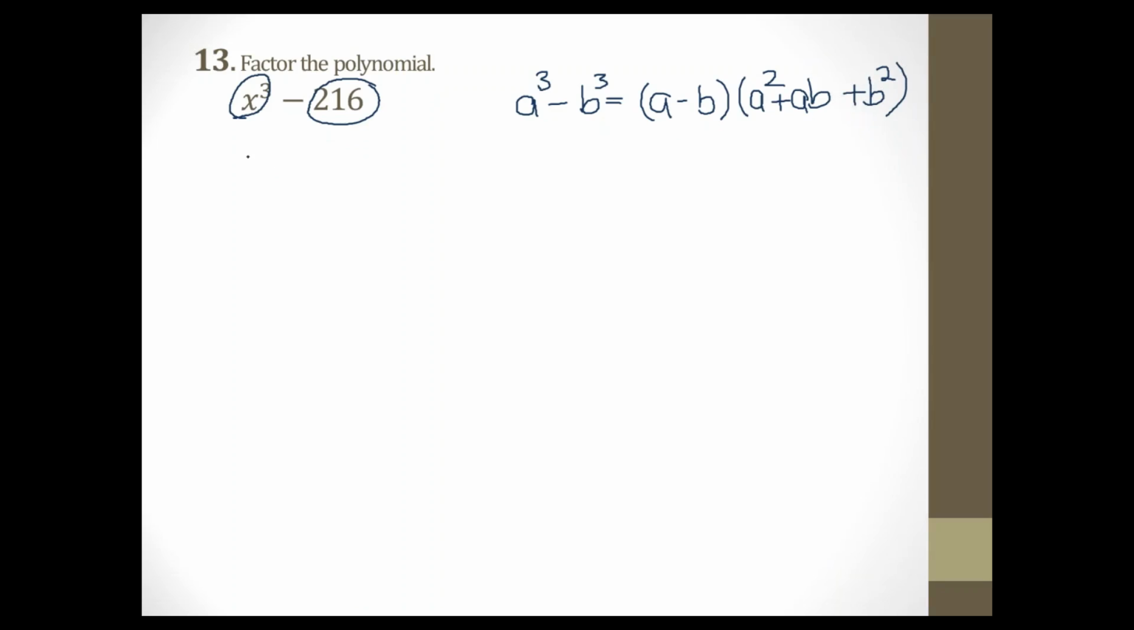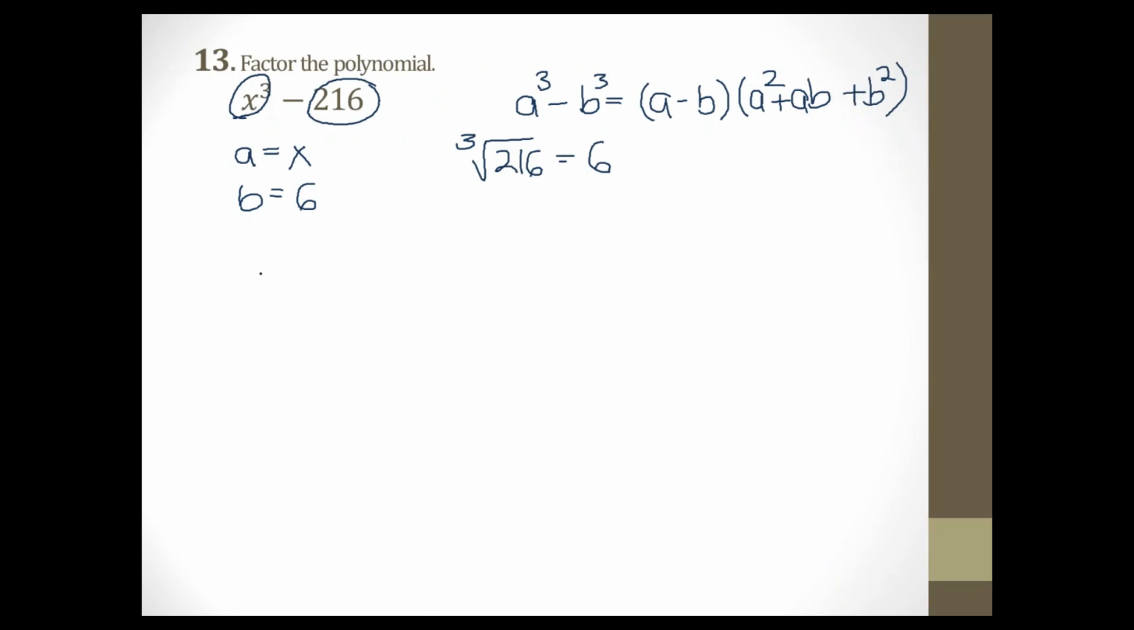But first let's identify what is a. A in our case is the cube root of x cubed, which is just x. And then b would be the cube root of 216, and the cube root of 216 is 6, because 6 times 6 times 6 is 216. And if you don't know that, for this part you actually could use the calculator by plugging in the cube root of 216, and that should give you 6.